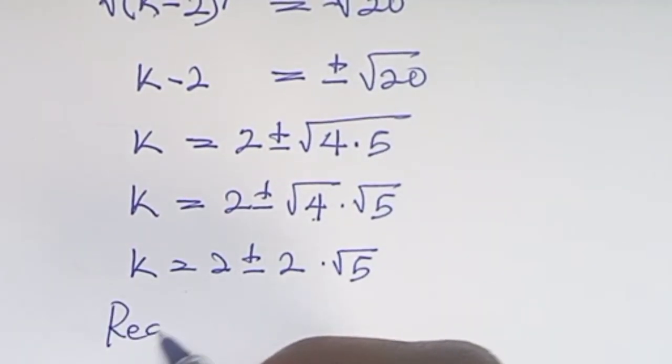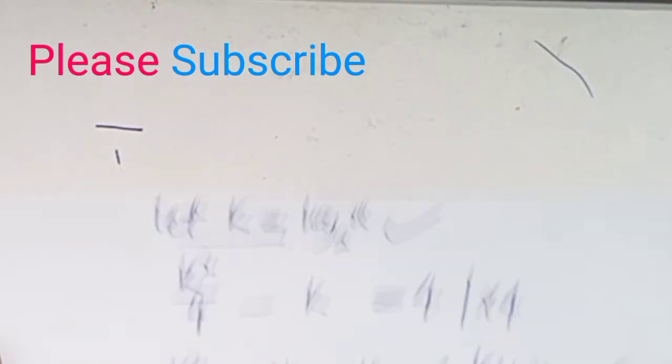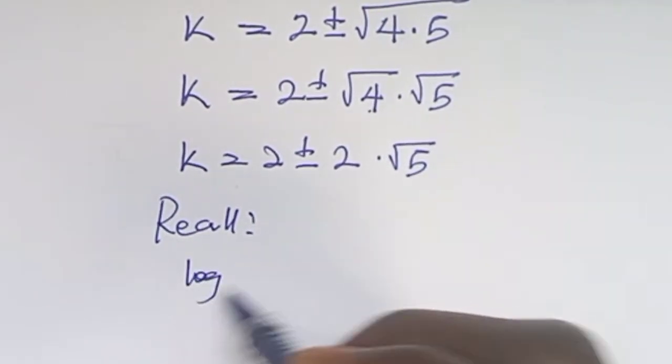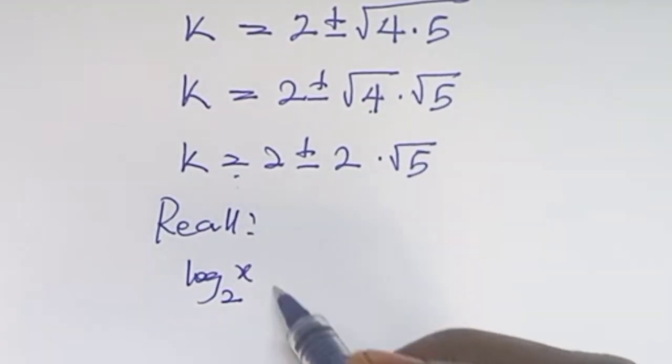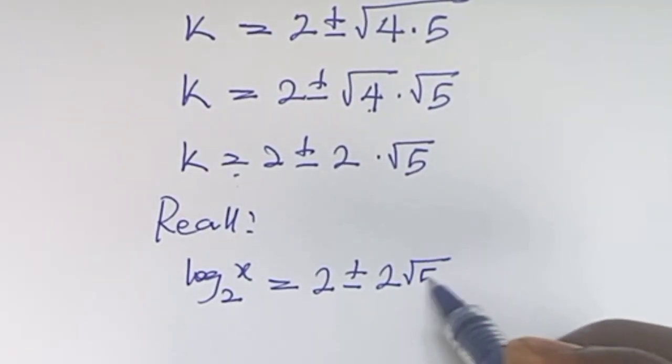But we're going to recall that k was represented as log x to base 2. So in place of k, we'll say log x to base 2, therefore it's equal to 2 plus or minus 2 square root of 5.